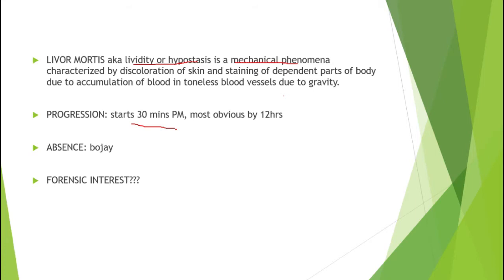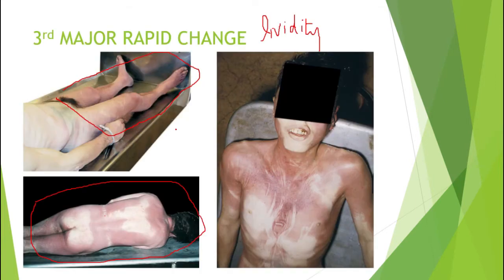Forensic interest. So what's the forensic interest? Can you guess anything? Well, what do these pictures tell us? The first picture told us when the body died, it was in vertical position, so its dependent parts were lower extremities and the blood accumulated in lower extremities. And this second picture shows us that when the body died, its dependent parts were its posterior surface. So it died in a supine position most probably.